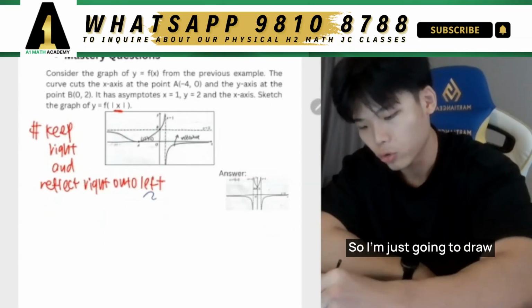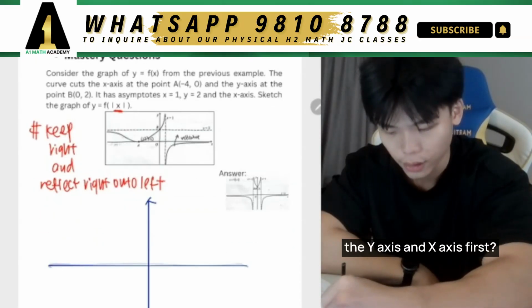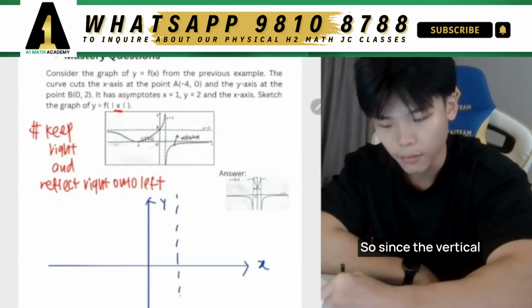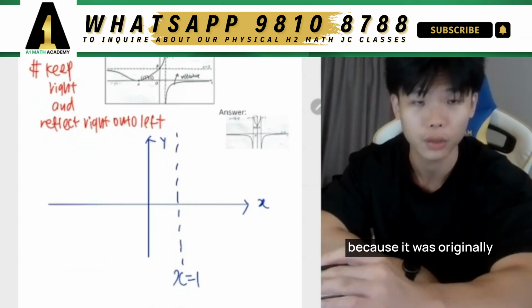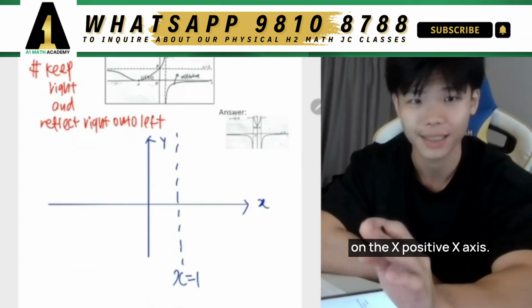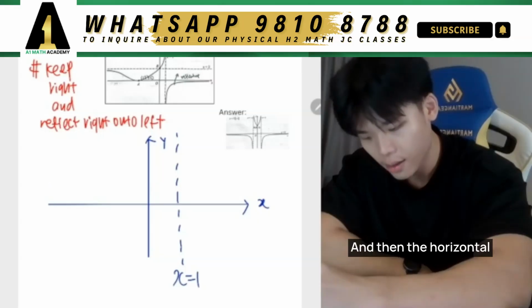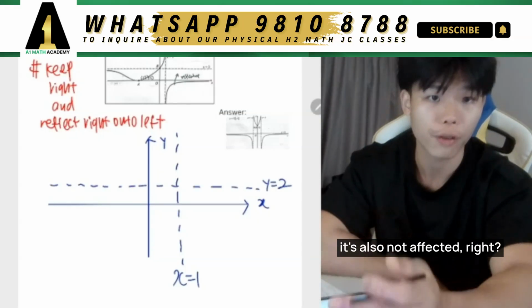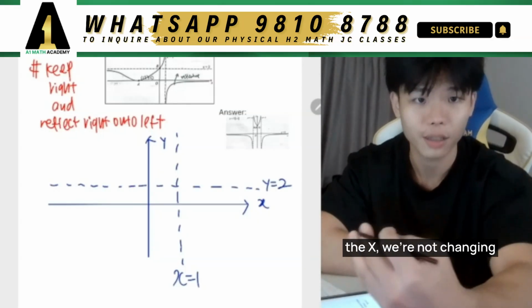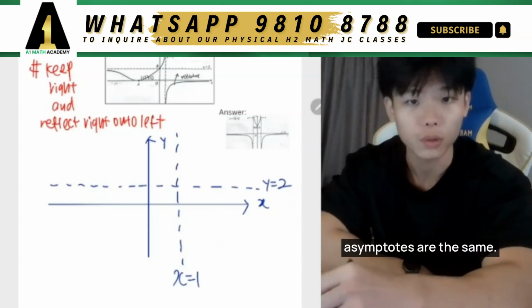So I'm just going to draw the y-axis and x-axis first. Since the vertical asymptote of x equals 1 is not affected because it was originally on the positive x-axis, you will keep it there, right? And then the horizontal asymptote of y equals 2 is also not affected, right? Because we are changing the x, we're not changing the y. So the two asymptotes are the same.